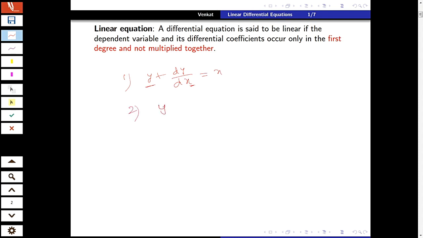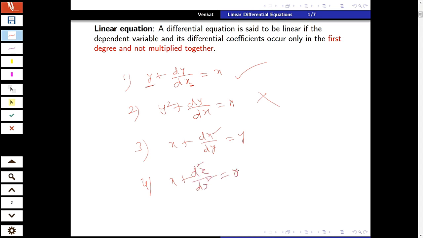So the example with y square plus dy by dx is not linear. See here, the other one plus the dy is linear in x and in y. So the example x plus d square x by dy square is of order 2 and degree 1. We are going to study only order 1, the first order.